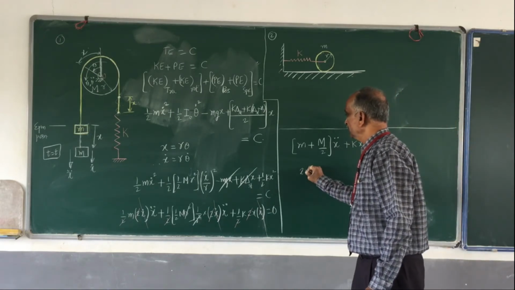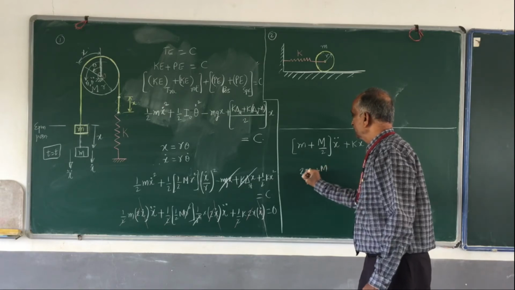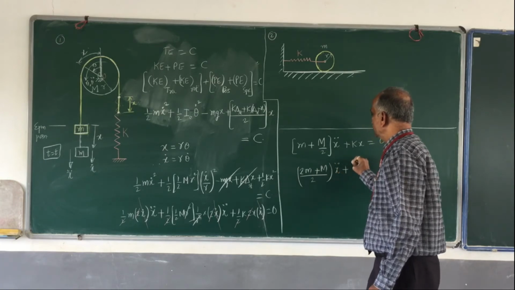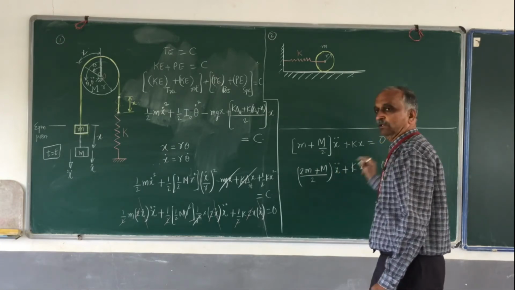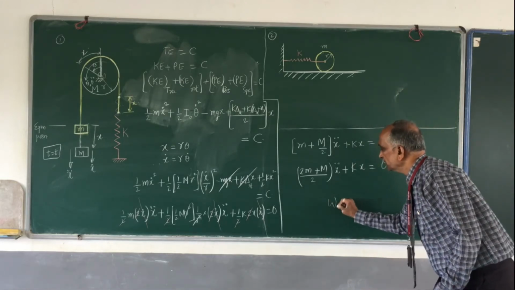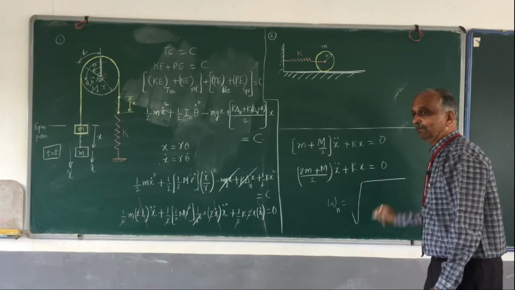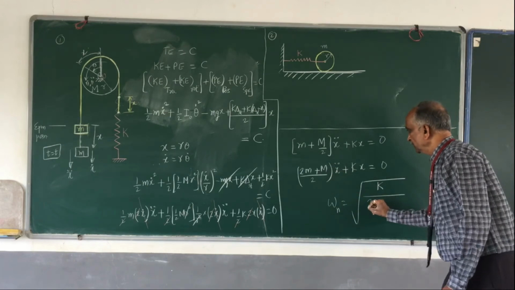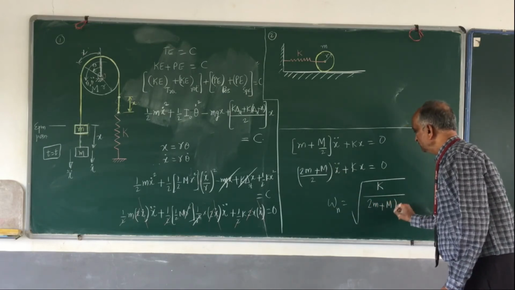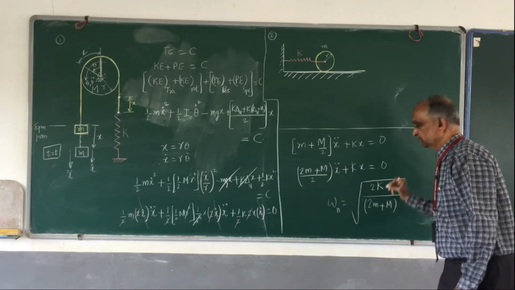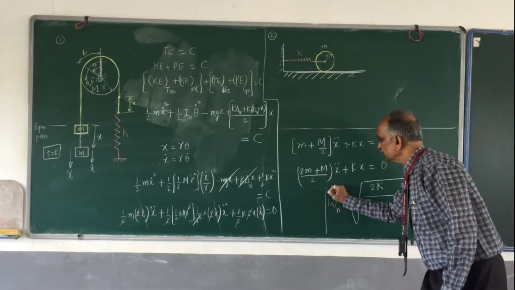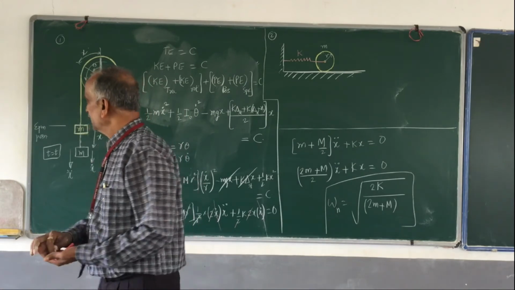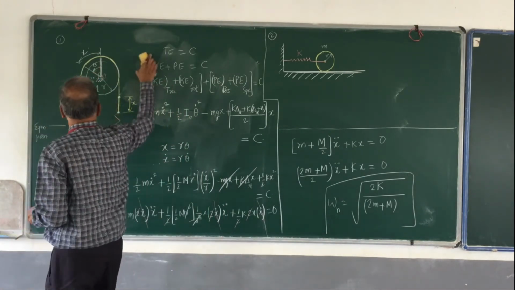This is 2m plus capital M, divided by 2, into x double dot plus k into x is equal to 0. So I can straight away write it: omega n is equal to root of k by m, that is, k divided by 2m plus capital M, the whole thing divided by 2. So this is the expression for the natural frequency of this system. I hope it's clear. Let me quickly move on.